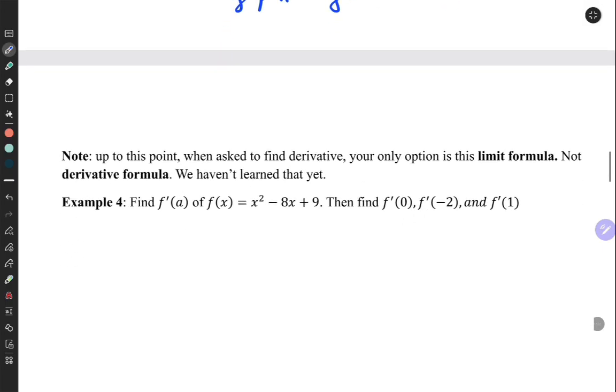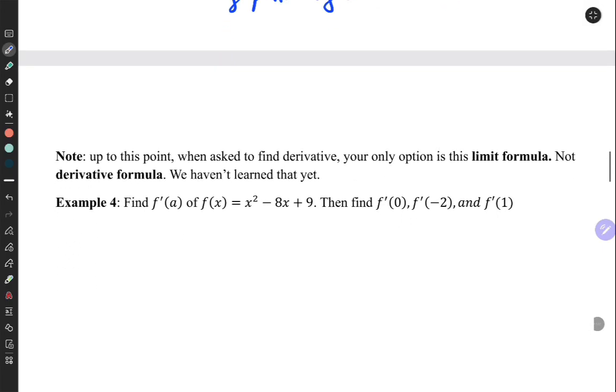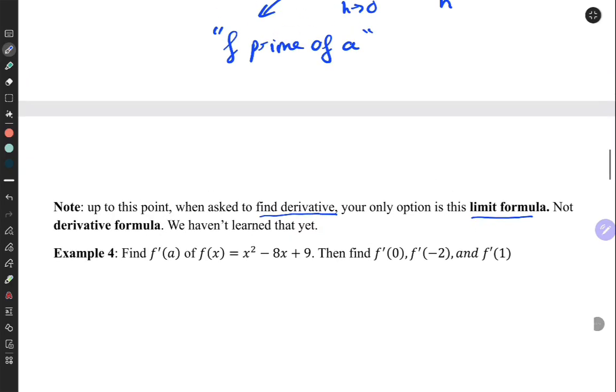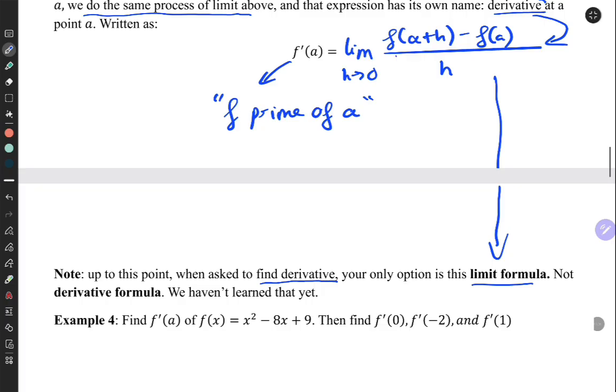So up to this point, instead of asking you for the tangent line or velocity, I'm purely asking for the derivative. Now you should understand, for the derivative, you put the limit in front of the difference quotient. And for now, your only option is this limit formula right here. Okay, not the derivative formula yet. And I'm sure most of you know the derivative formula. Most of you learned it, most of you saw that, right?